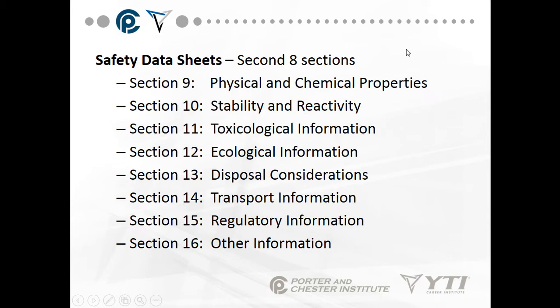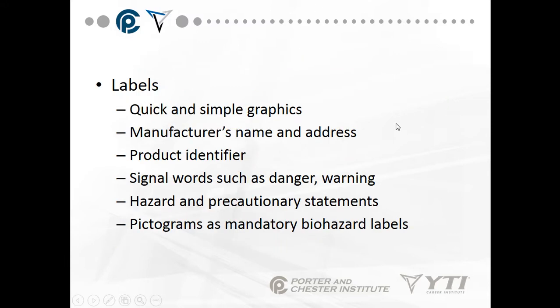Now, the second 8 sections are physical and chemical properties of the chemical, the stability and reactivity of the chemical, the toxicological information, the ecological information, what kind of damage can it do out in the environment, disposal considerations, can you pour this down the drain or does it have to be disposed of in a specific manner? Transport information, can it be transported without any probable problems or does it have to be transported in a cooler or in a chemical transport container? Regulatory information and other information that may be needed.